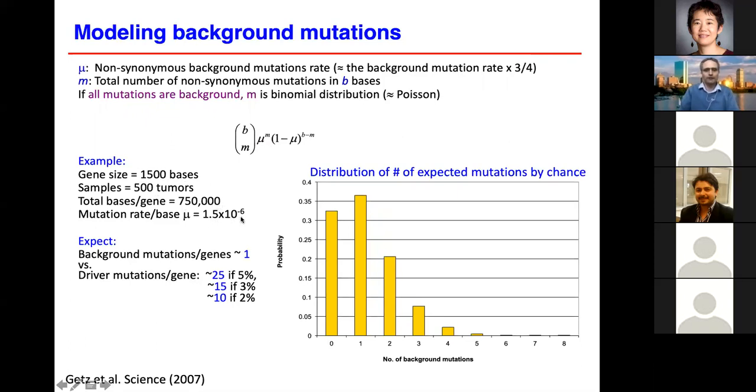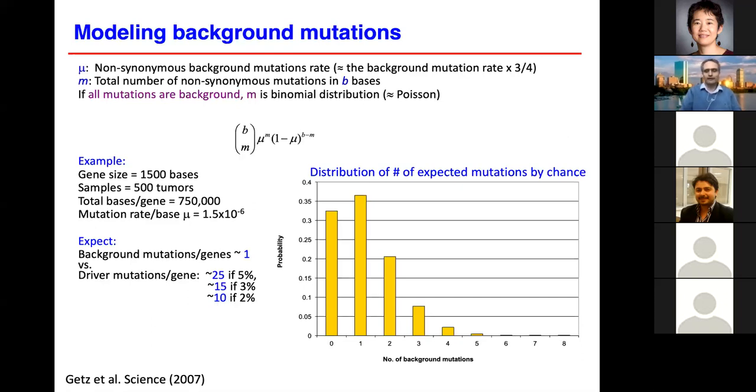If you assume the background mutation rate is roughly 1.5 mutations per megabase, you'd expect roughly 1 mutation on average in such a gene across the cohort of 500 patients. But if the patient is really driven by this gene, and 5% of patients, or even 2% of patients, have a driver there, then 10 patients will have a mutation. And now you can compare 10 patients with mutation compared to 1. Is it significantly different or not?